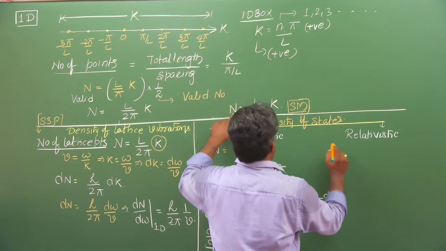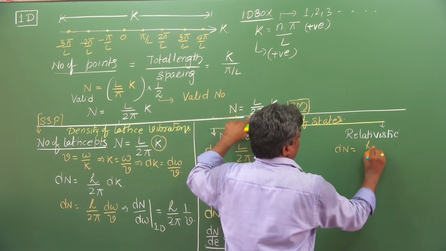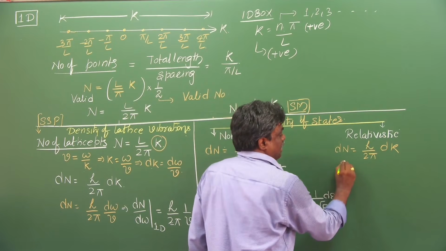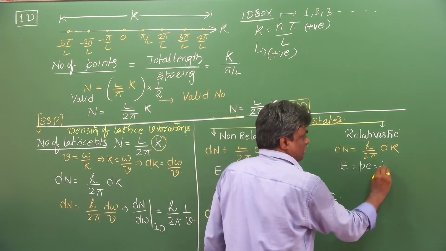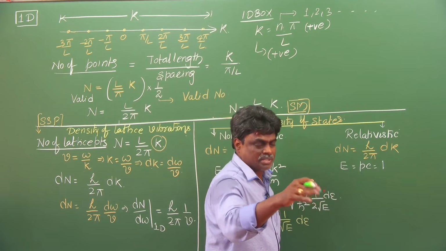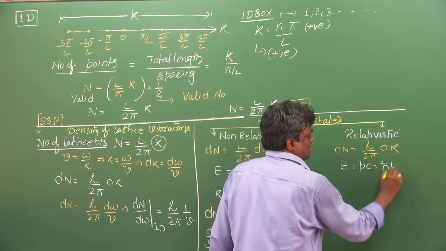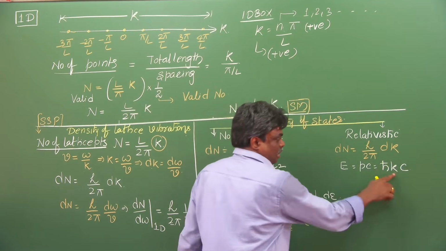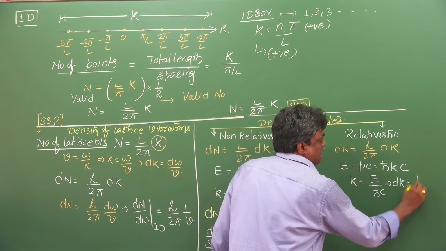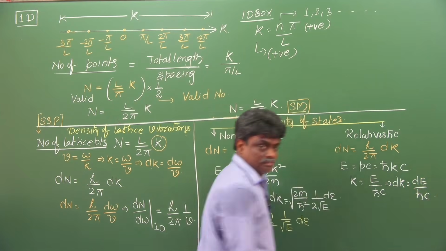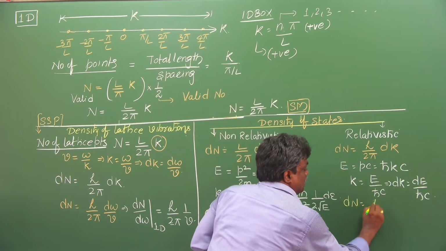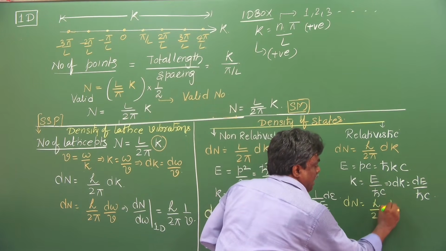Next, come to relativistic. dn never be changed, same as it is. First find dn. Come on, say dn equal to L by 2 pi into dk. But it is a relativistic. Energy E equal to how much? Relativistic energy E equal to Pc. M naught C square, M naught square C power 4 is neglected. Come on. h cross K C. Okay. What do you want? K equal to? That implies dk equal to? Are you ready now? Now I am finding this one. dn equal to L by 2 pi dk.